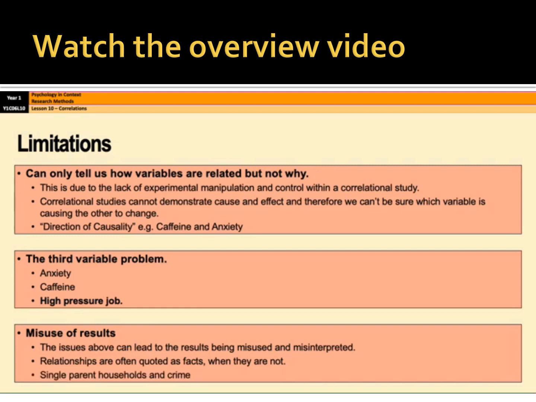An example of that is research that found that people who grew up in single-parent households are more likely to go on and commit crime. Okay, now that doesn't mean that growing up in a single-parent household makes you a criminal, because there's a lot of other third-party variables and intervening variables that exist there. Okay, however, this relationship has in the past been misquoted as a fact when it's not. It's just a relationship. Okay, so the results can very often be misquoted and misinterpreted, which is an issue.